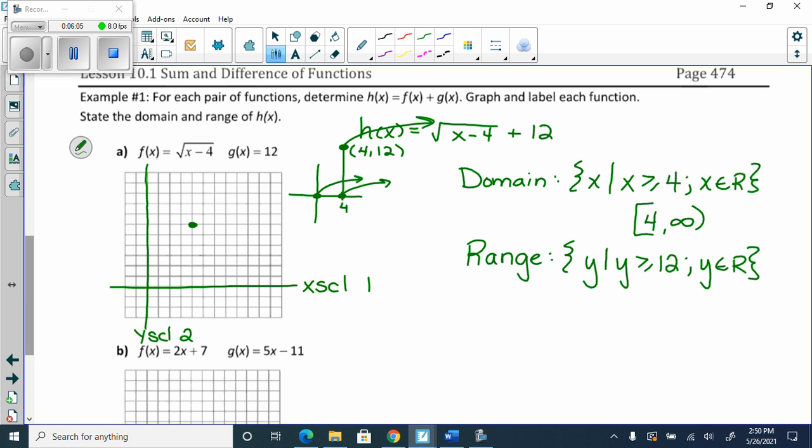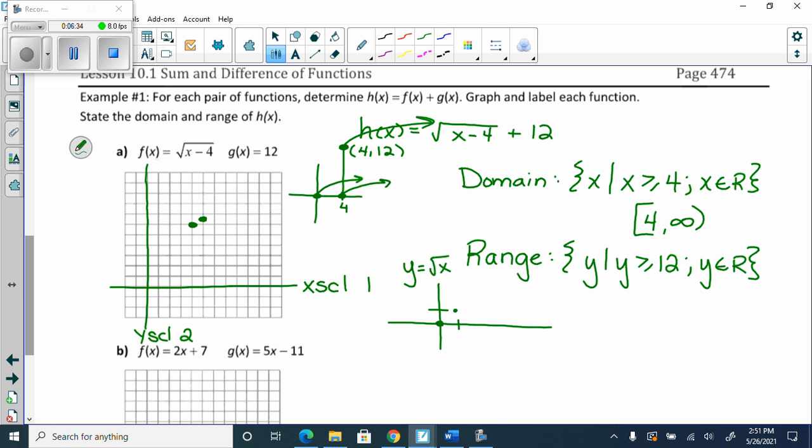Now, we know with a radical graph, we don't even need our calculator. With a radical graph, we start at 0, 0, and then we go to 1, 1. Because your radical graph is y equals square root x, right? So if I plug a 1 in here, I'm going to get a 1 for my y. So now instead of it being at 1, 1, it's going to be moved 4 to the right and 12 up. So instead of 1, 1, it's going to be 5, 13. So we go to 5 and then 13, so that's part way.